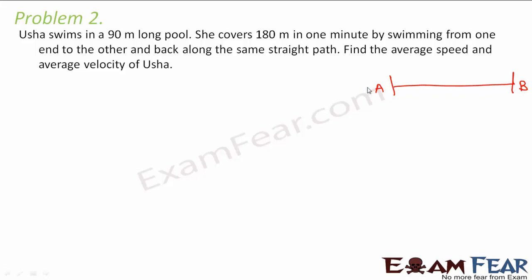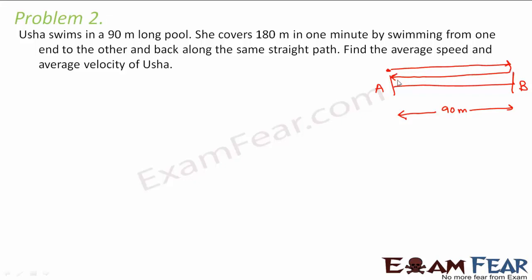A and B represent the two ends of the swimming pool. Now the problem says that the length of the swimming pool is 90 meters. So that means the distance between A and B is 90 meters, right? Now she covers 180 meters in 1 minute by swimming from one end to another and back along the same straight path. That means she starts from this end, goes here, again starts from this end and comes back here.